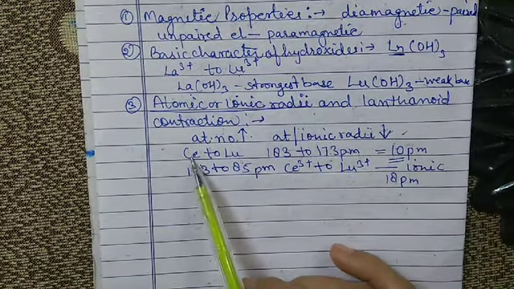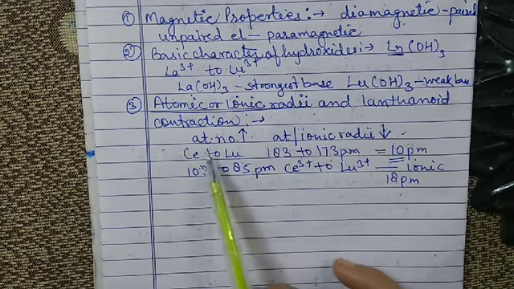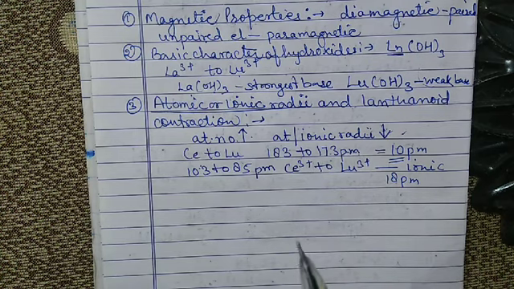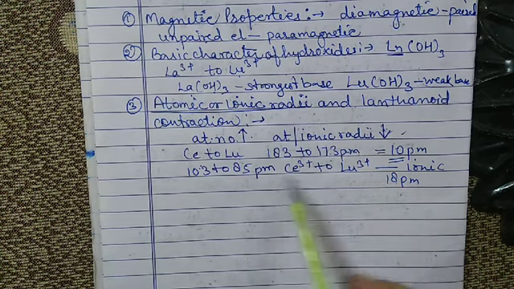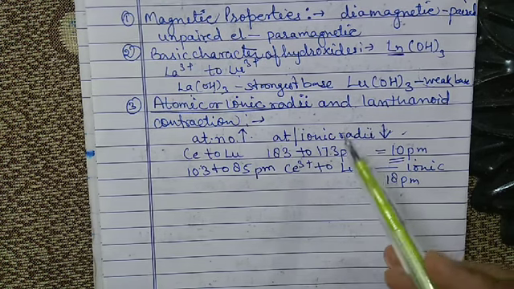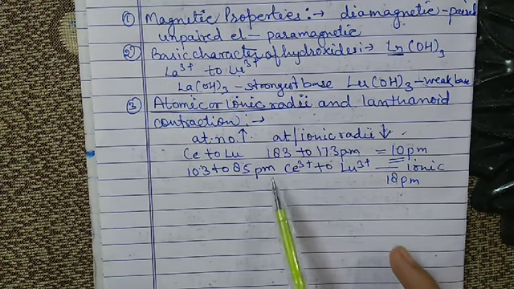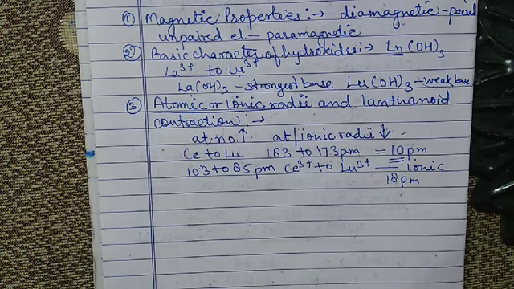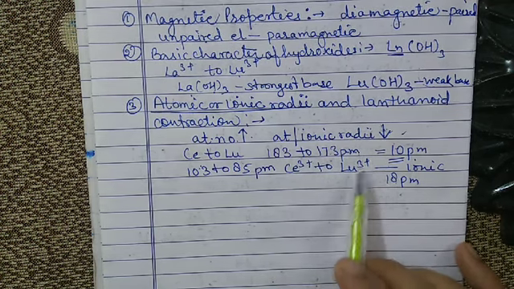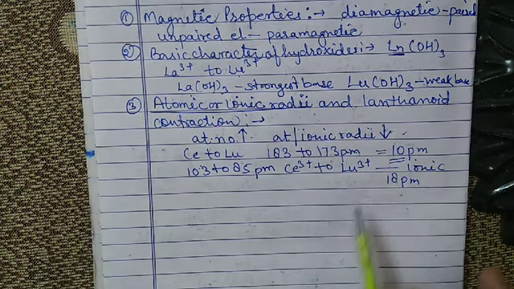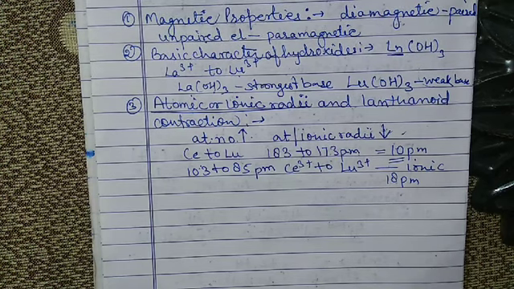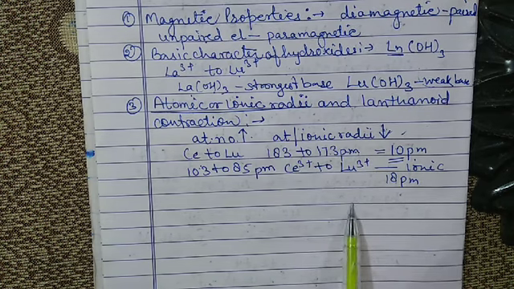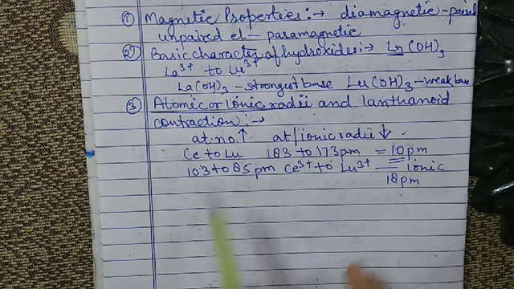Now look here: from cerium to lutetium, the atomic number increases, but the atomic radii as well as the ionic radii decrease. It is a very small decrease, and the gap is very small in comparison to elements of other groups or periods. So there is a steady decrease in the atomic or ionic sizes of the lanthanoid elements with increasing atomic number.